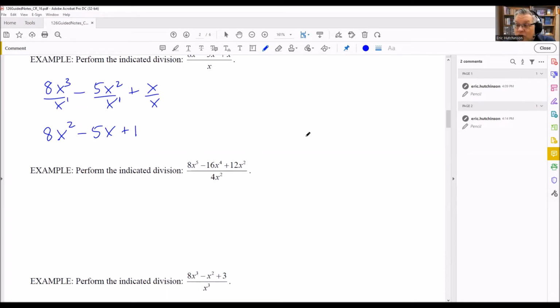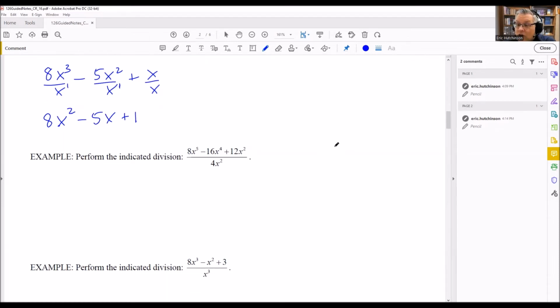Next example, we're going to take everything on top and divide it by 4x squared. So 8x to the 5th over 4x squared minus 16x to the 4th over 4x squared and 12x squared over 4x squared. So everything on top is being divided by 4x squared. Now we're going to simplify.